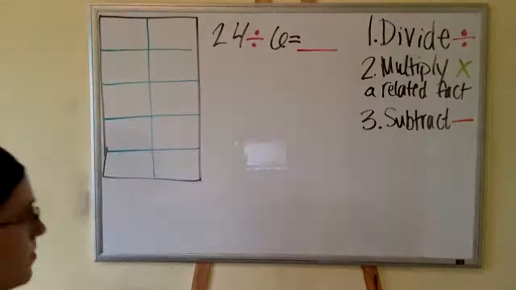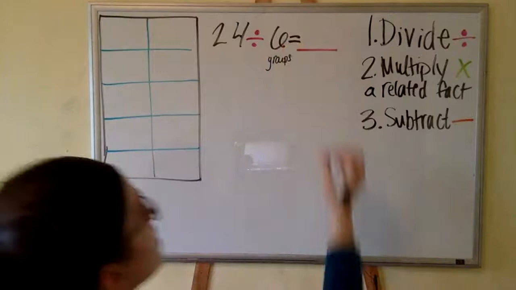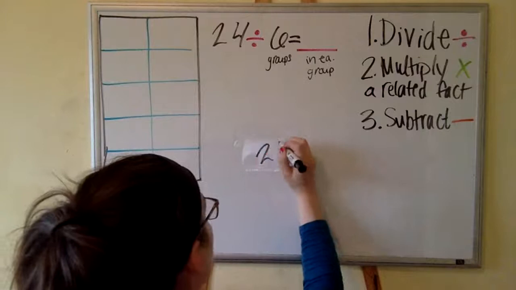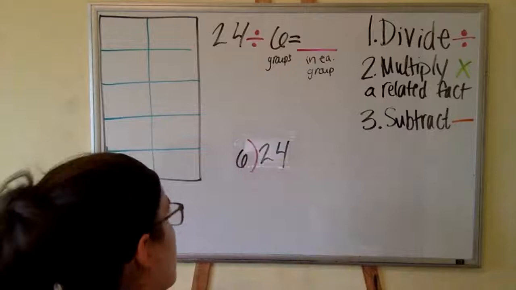Okay, so start taking your red squares and dividing them into six equal groups. Remember, this is your groups. This is how many are in each group. Divide your 24 by 6. Equals.